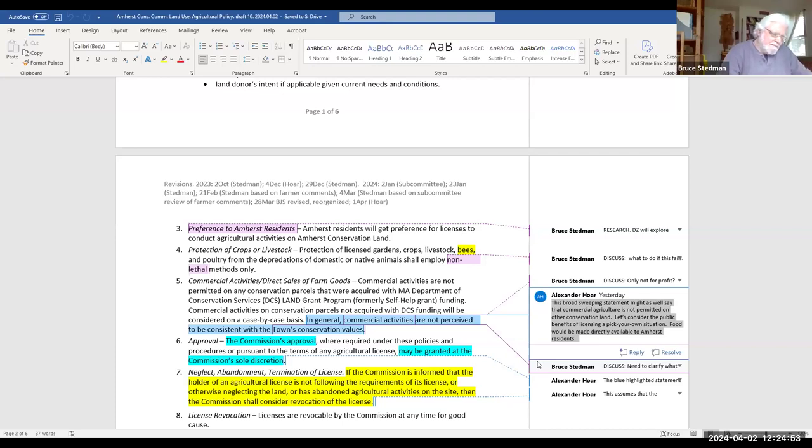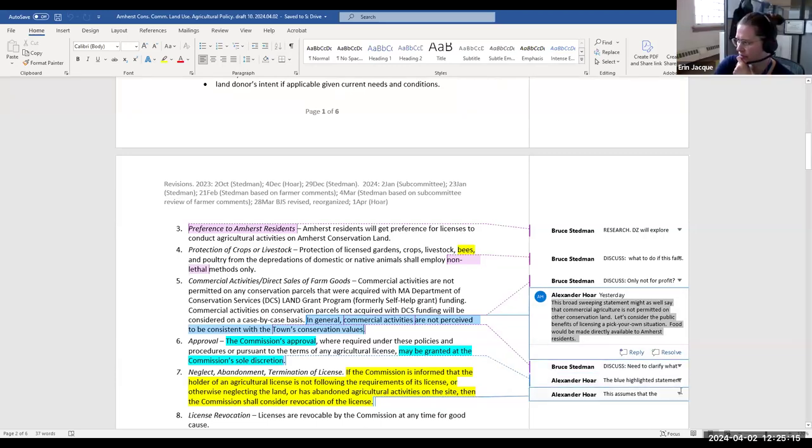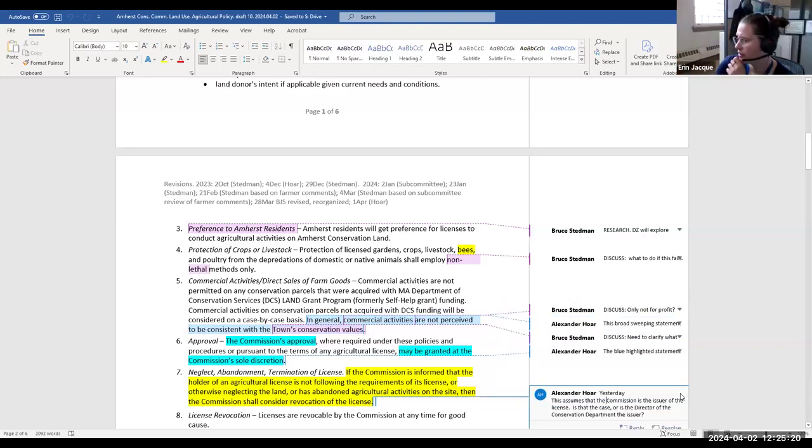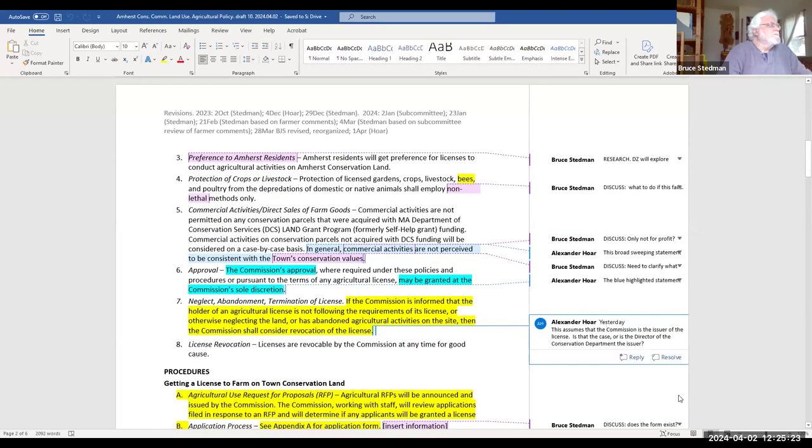Good. Number seven. This is mostly new or highly revised. Can you click on Alex's comment, "this assumes that," Aaron, so we can read it? Sorry, could you say that again, Bruce? I missed it. Click on Alex's "this assumes that" so we can read it. Oh, okay. There we go. It's a question to Dave. Wait, I'm sorry. Number seven.